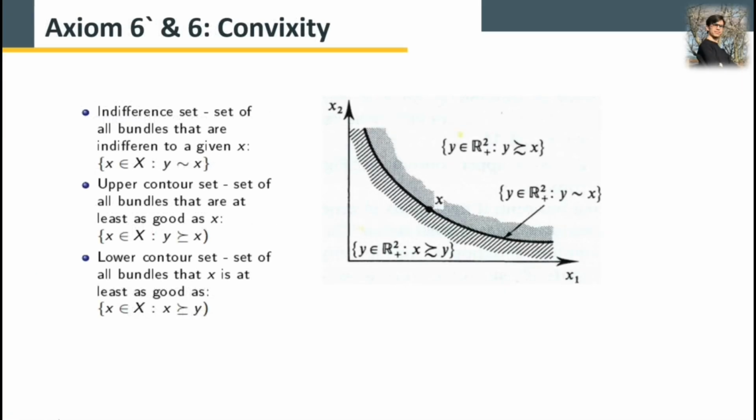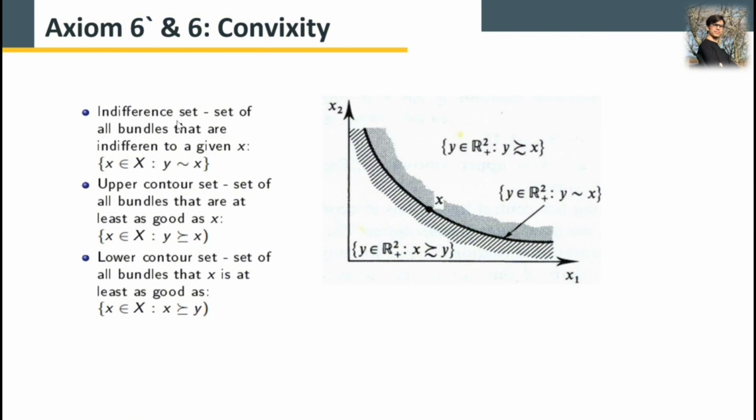And now is the time to discuss the last two axioms of choice, which are axiom 6 bar and 6, the convexity axioms. Before discussing the convexity axioms, let me provide you three other concepts which are necessary in order to know the concept of convexity: indifference set, upper contour set, and lower contour set. So let's define these three concepts, and then we can move to define convexity and strict convexity.